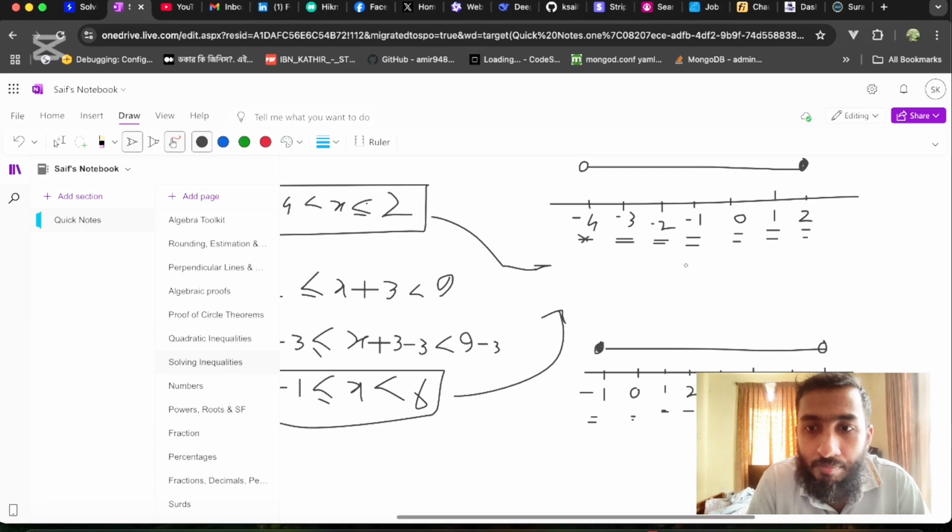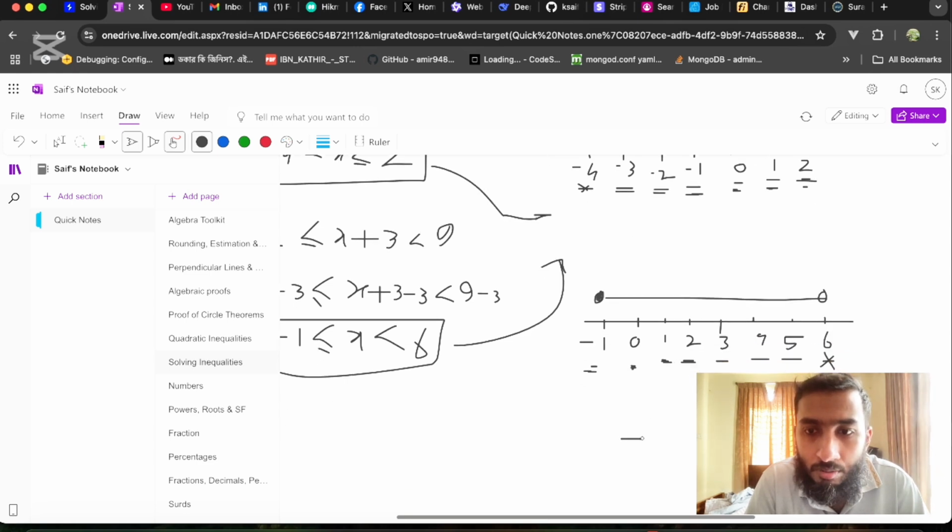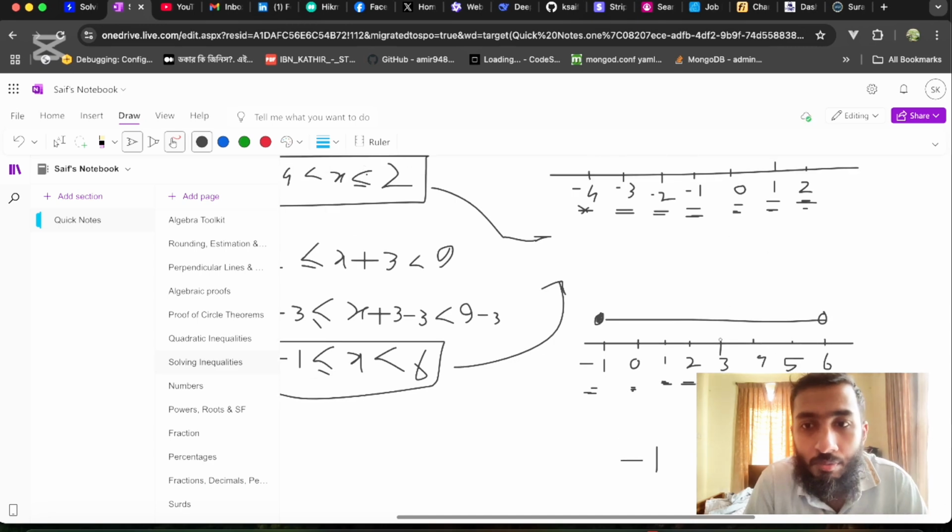So you can see that the common values here: -1 is both here and here, 0 is both here and here, 1 is both here and here, and 2 is also both here and here. So all the possible values of these two inequalities are what? -1, 0, 1 and 2. These are the possible values of the variable x from these two inequalities.